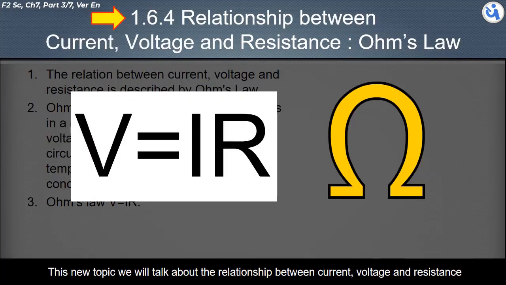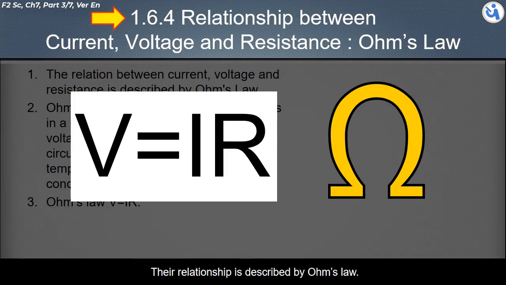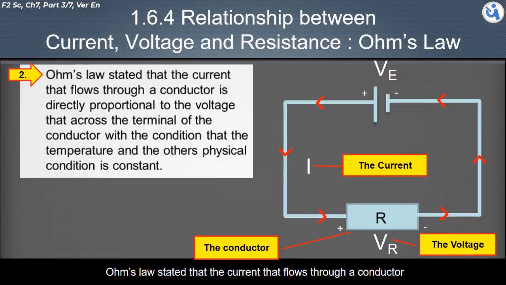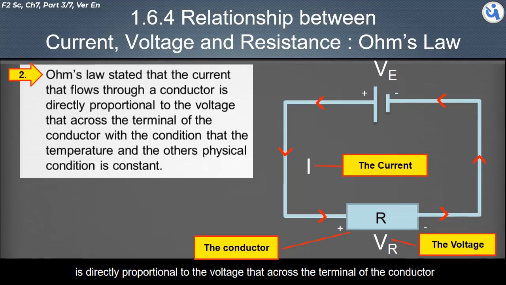In this new topic, we will talk about the relationship between current, voltage, and resistance. Their relationship is described by Ohm's law. Ohm's law states that the current that flows through a conductor is directly proportional to the voltage across the terminals of the conductor, with the condition that the temperature and the other physical conditions are constant.